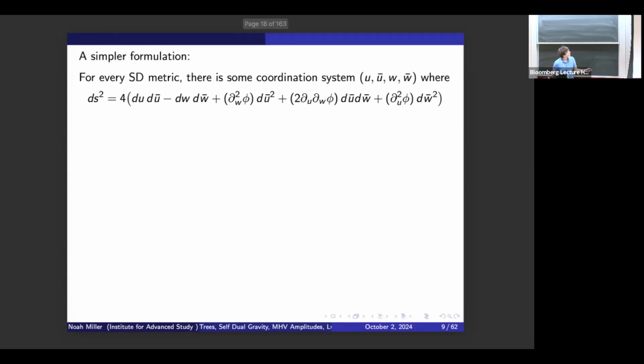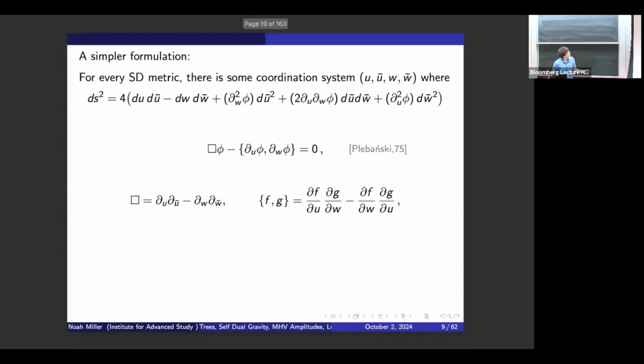So here we have the flat metric, and then here we have a perturbation on the flat metric, parameterized by a single scalar field phi, where phi has to satisfy the following equation of motion. Here box is just the normal flat space wave operator, and this Poisson bracket is a spacetime Poisson bracket just in two spacetime coordinates u and w. So this funny equation of motion is called Plebanski's second heavenly equation.